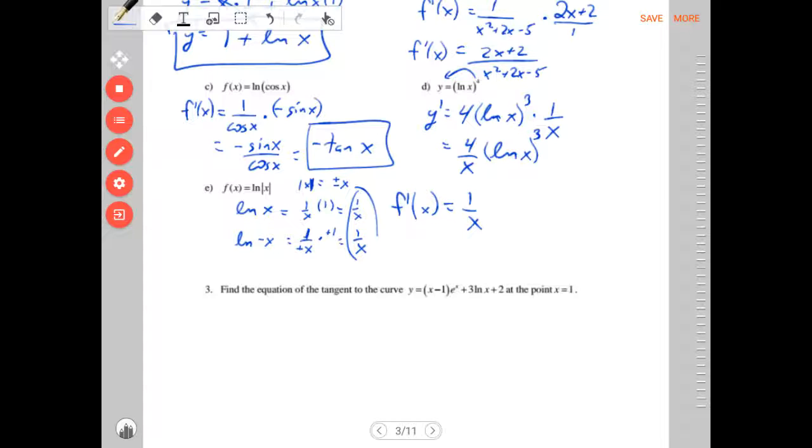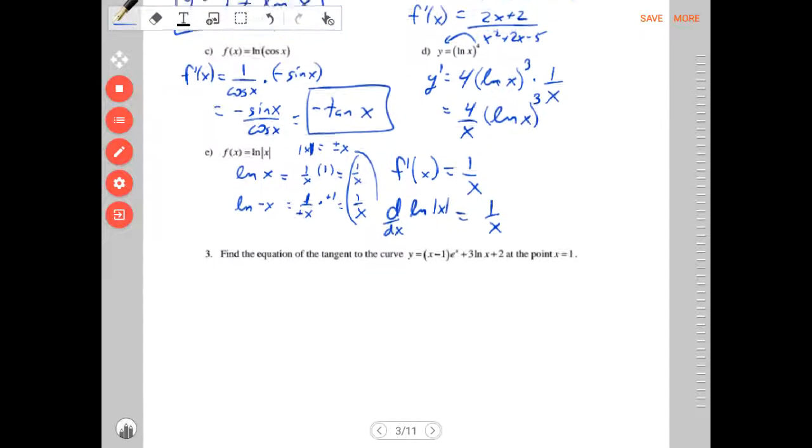Okay, that is really important for you to understand. That's on your formula sheet. The derivative of ln absolute x is just 1 over x still. Okay, that's really important, not so much for this unit, but for next unit it is very big. Okay, and then the last one.